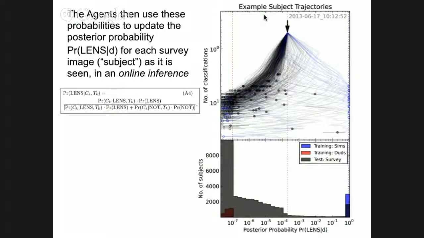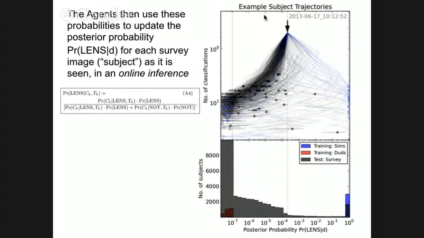Okay, so that was training the agents. Once those agents have some probabilities in mind, they can then approach classification of a test subject. And I've put up here the equation we use for updating the probability of an image containing a lens. One interesting thing about this equation is Bayes' theorem.